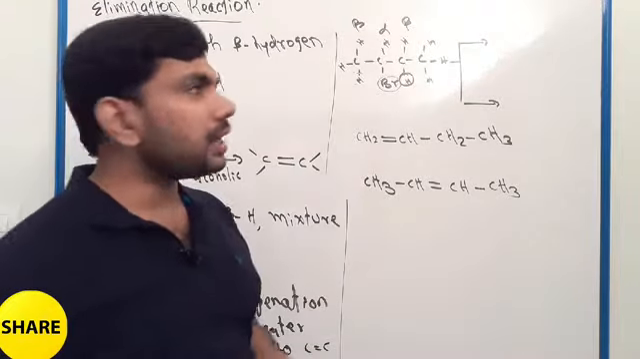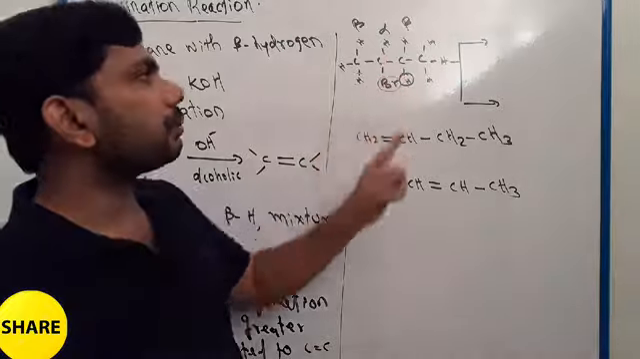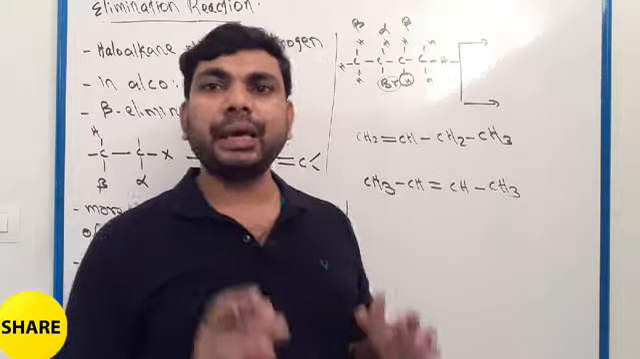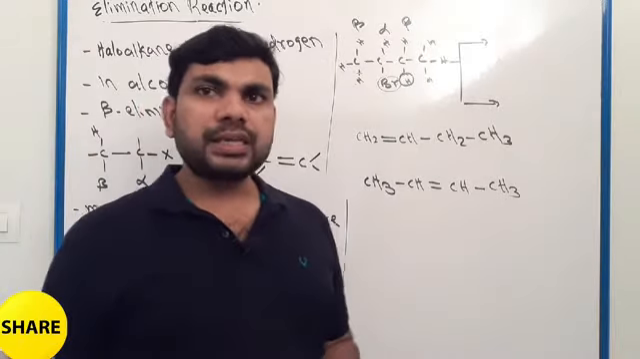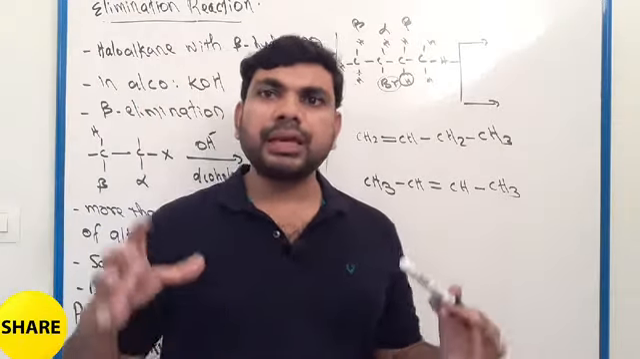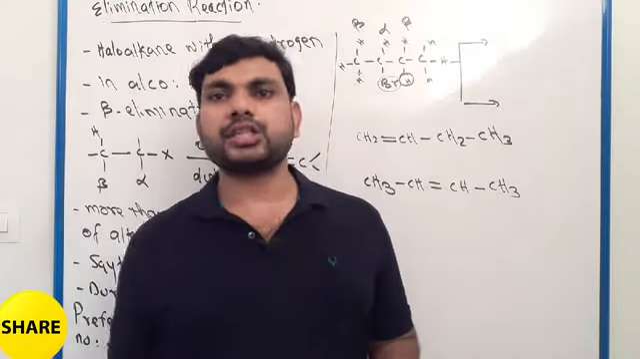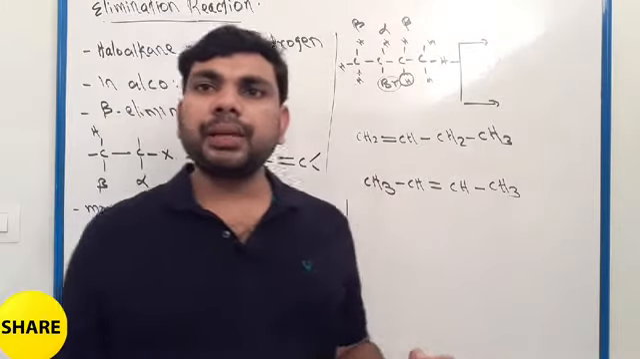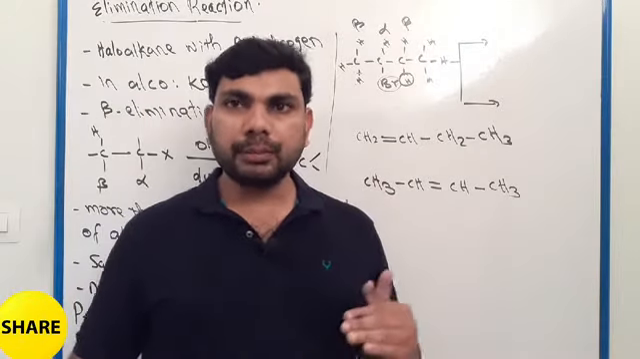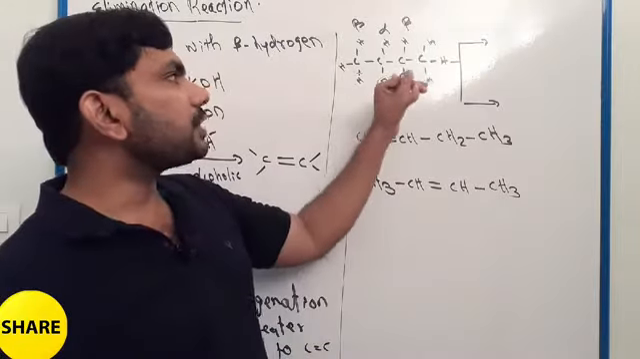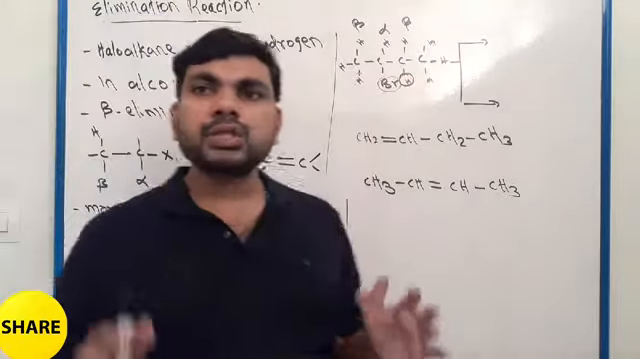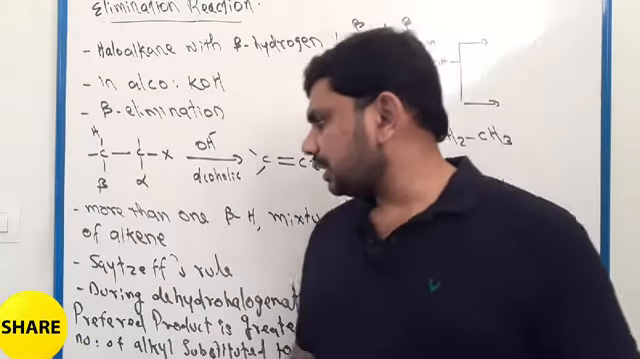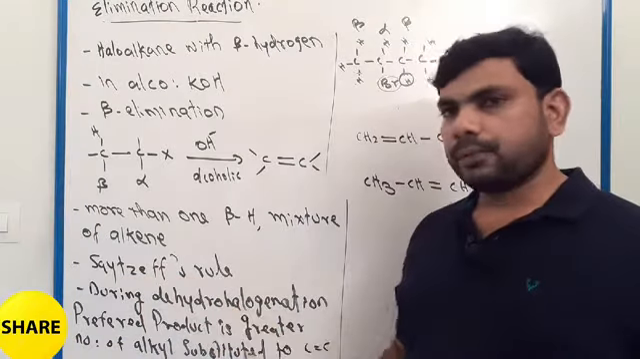So for a compound which contains more than 1 beta carbon, there are 2 possibilities, so there will be a mixture of products. We discussed in SN1 reaction that there will be a mixture of products, D and L isomers. Similarly here in elimination reaction there will be a mixture of products. So here we have to understand according to Saytzeff rule.